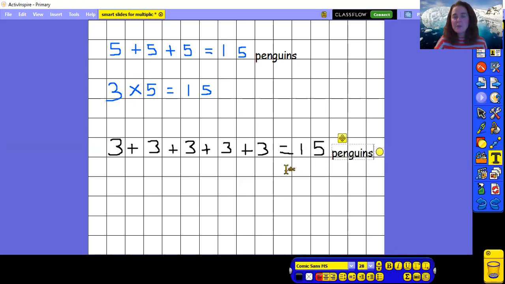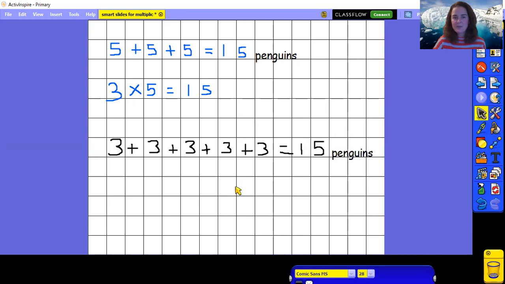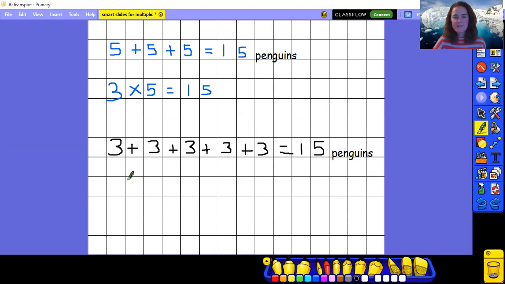Okay, so as a multiplication number sentence, this time we've got 5 lots of 3. So it would be, instead of 3 times 5, we would write 5 times 3 equals 15. So can you see, with a multiplication number sentence, you can actually do it either way round. It gives you the same answer. So 3 times 5 is the same as 5 times 3.